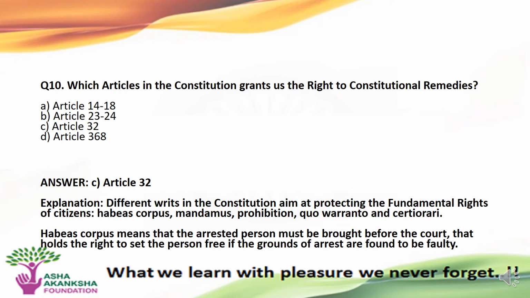Let's have some explanation on Article 32 as it is very important as far as constitutional remedies are concerned. Article 32 provides us with various writs in the Constitution. These writs aim at protecting the fundamental rights of citizens. These writs are habeas corpus, mandamus, prohibition, quo warranto, and certiorari.